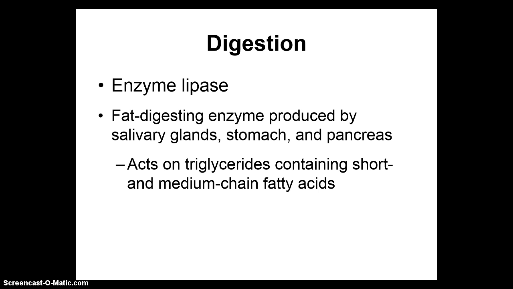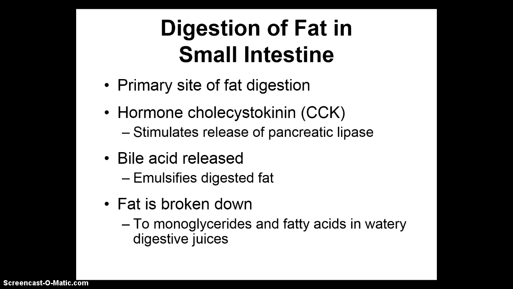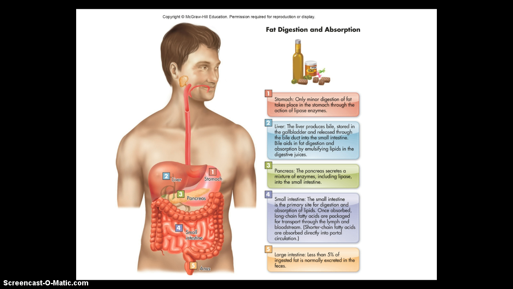Okay? So what that lipase does is that it acts on the triglycerides that we're eating by breaking them into short and medium chain fatty acids. And those short and medium chain fatty acids can be put into the blood, but the long chain fatty acids have to actually stay in the lymphatic system. Okay, so this is a review of where the digestion occurs.